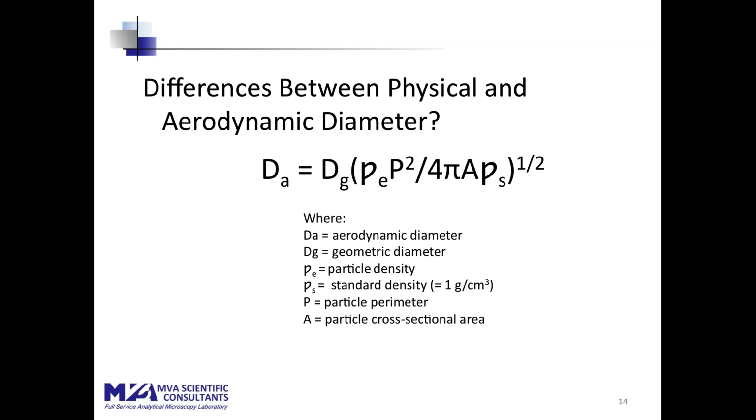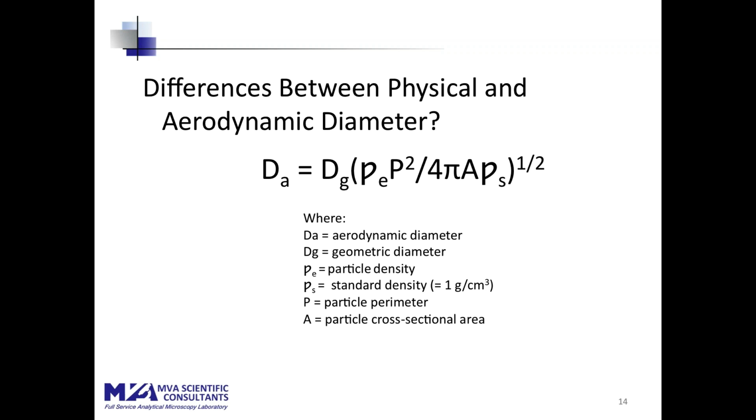You need to know the geometric diameter, the particle density, and the standard density, which goes into the aerodynamic equation. The standard particle is 1, so the standard density is 1 gram per cubic centimeter. You need to know the two-dimensional particle perimeter and the particle cross-sectional area. These equations come from aerodynamics. If you need to know the aerodynamic diameter of the cross-section of a wing, for instance, you would apply this equation.